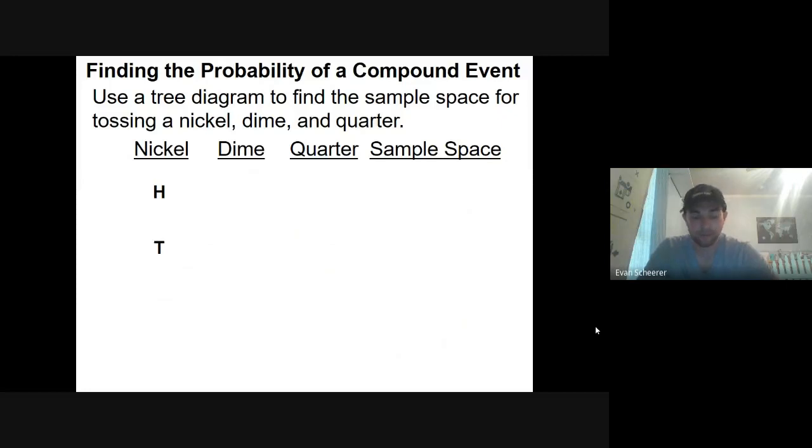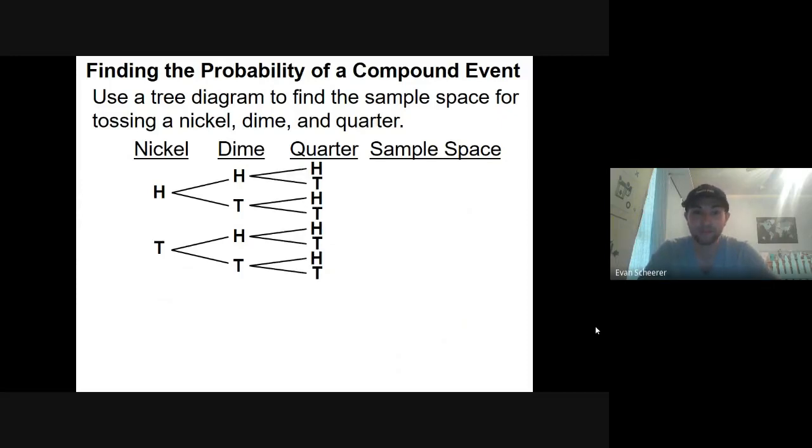But then, if you flip heads the first time for the nickel, now toss the dime, you can get heads or tails, right? But you can also get heads or tails if you flip tails for the nickel. So you could land on heads and then heads, or heads and then tails, or tails and then heads, or tails and then tails. But we still need to flip the quarter. So if you flip heads for the nickel, heads for the dime, you can flip heads or tails for the quarter. Or you could flip heads or tails for all 4 options.